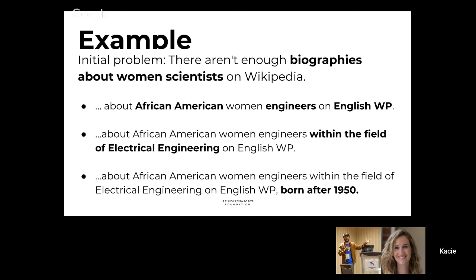So here is an example of how you would make a problem smaller. The initial problem is, there aren't enough biographies about women scientists on Wikipedia. In our effort to make it smaller, we're making it more specific. So, there aren't enough biographies about African American women engineers on English Wikipedia, or African American women engineers within the field of electrical engineering on English Wikipedia. And now that's African American women engineers in electrical engineering born after 1950. By making this problem more and more specific, you're targeting a smaller set of work to accomplish during your pilot project. And I think that that's an important thing to do with any of the projects that you're considering piloting in the New Readers campaign.